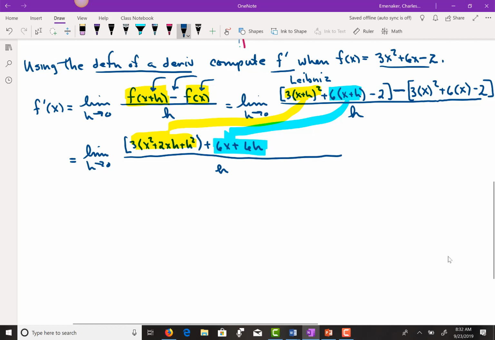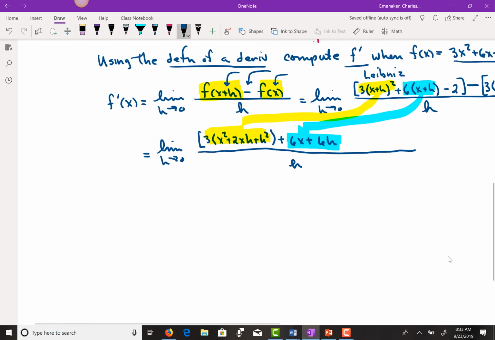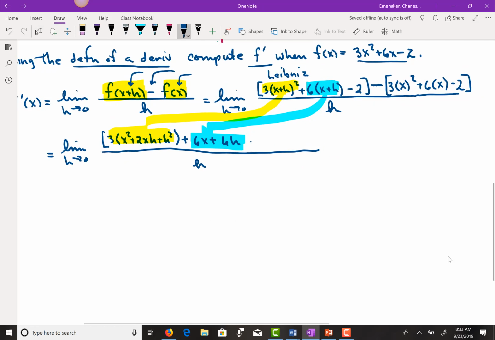All I did was, in that term that's highlighted in blue, it says 6 times x plus h. Just distribute the 6. 6 times x plus 6 times h. Then the last part of this is going to be the minus 2. Okay. And that comes from right there. All of that goes into a bracket. Is anybody lost there? Does that make sense?